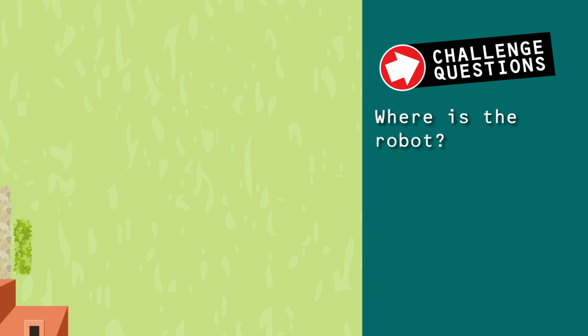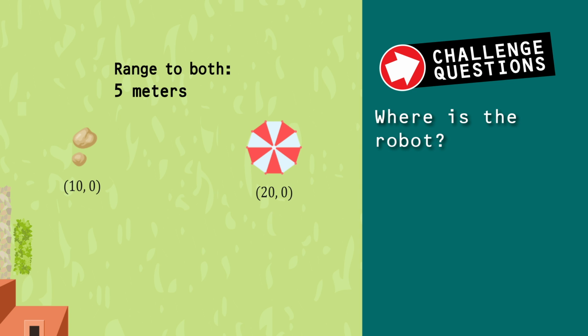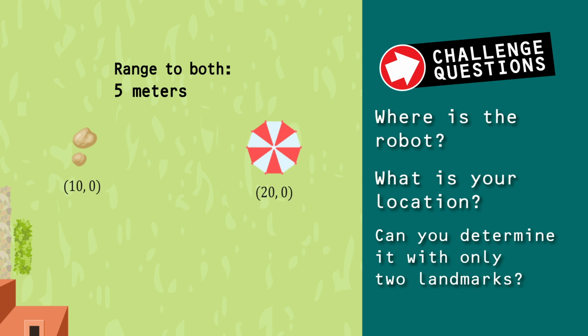For our second question, imagine the robot only sees 2 landmarks, a pile of rocks and an umbrella. The rocks are at the position 10, 0, and the umbrella is at the position 20, 0. The distance to the rocks is 5 meters, and the distance to the umbrella is also 5 meters. Can you still determine the position of the robot, even though there are only 2 landmarks? Again, you are 5 meters from 2 landmarks, rocks located at 10, 0, and an umbrella located at 20, 0. Can you determine your position with only 2 landmarks?